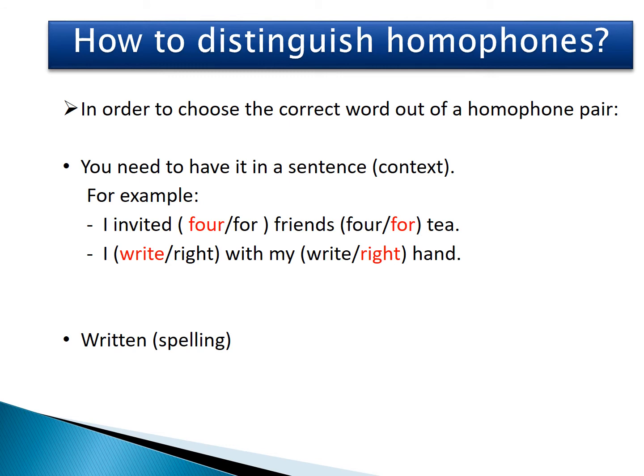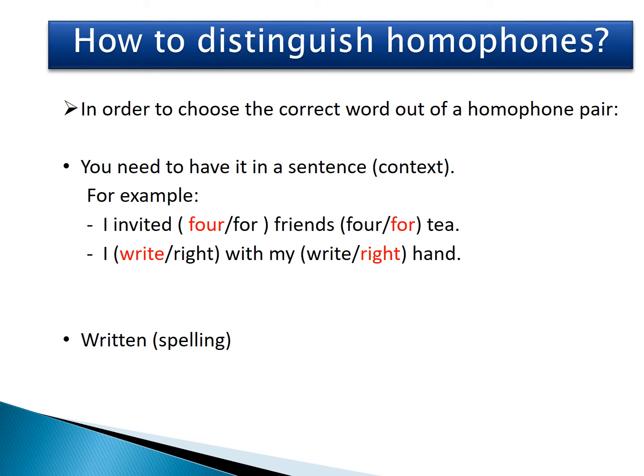Yeah, so how do we know which homophone the speaker means? Well, simply, you need either to hear the homophone in a sentence or see it written. So, in order to choose the correct word out of a homophone pair, you need to have it in a sentence, context. For example, I invited four friends for tea. Like when the speaker just says the word for you without saying it in a sentence, it will be hard to know which one he means. But when he puts it in a sentence, obviously it will become clear.